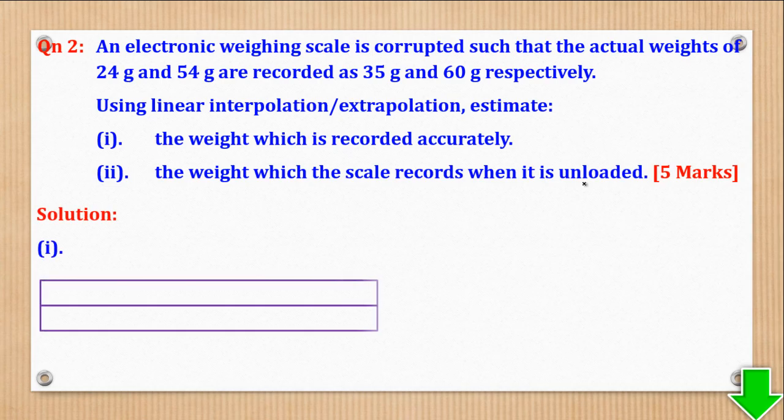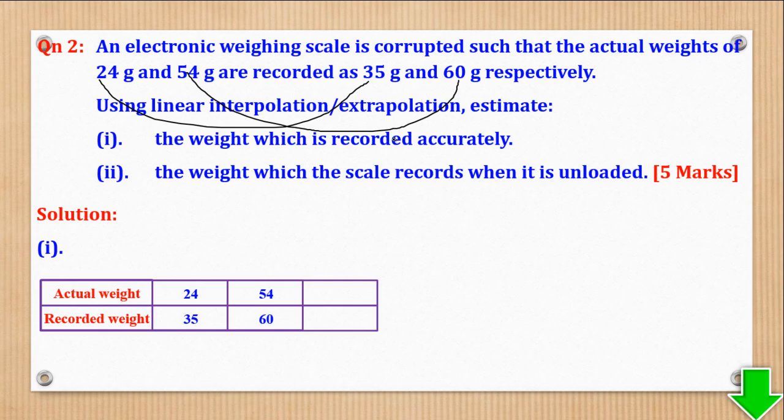First, you need to tabulate. We have actual weight and recorded weight. So the actual weight, which is 24, is recorded as 35. Then the actual weight, which is 54, is recorded as 60. Then we get the weight which is recorded accurately, meaning if here there is x, even here there should be x. Now, why did we put extrapolation? Why couldn't we put this here?